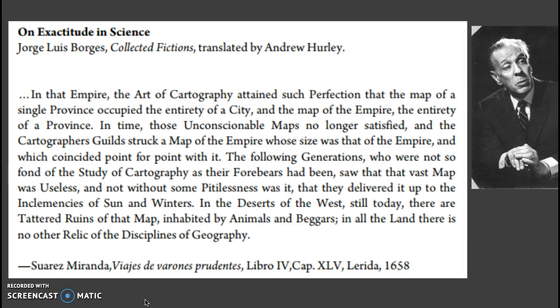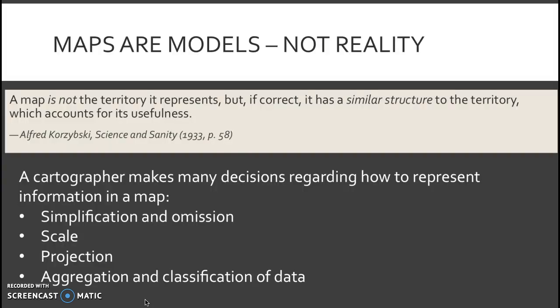As you can see, the story describes a map that was the same size as the territory it represented. It contained all the same details point for point, and this map was useless.